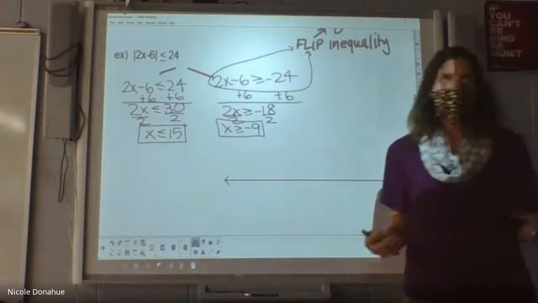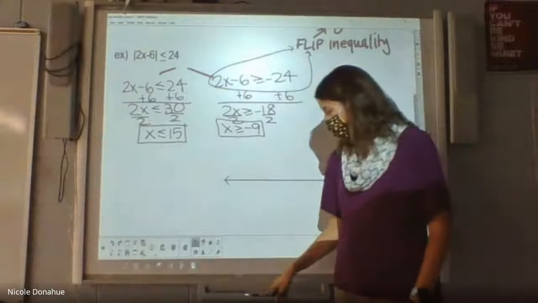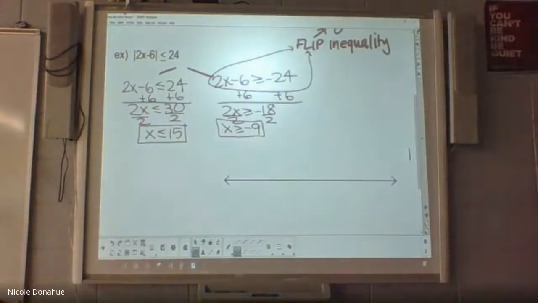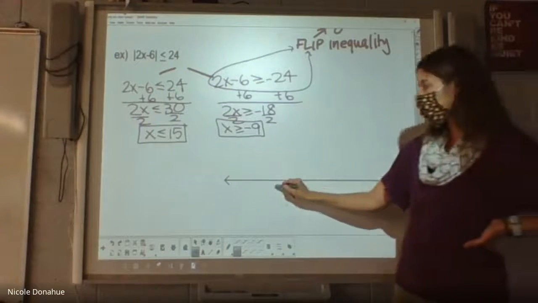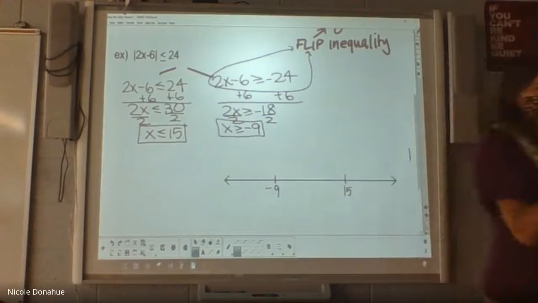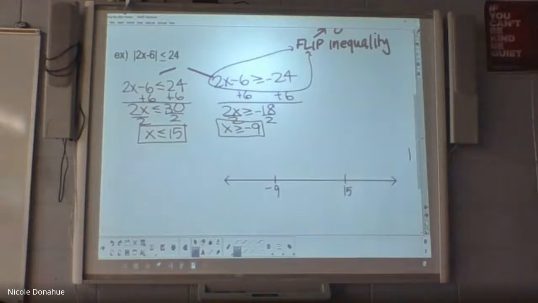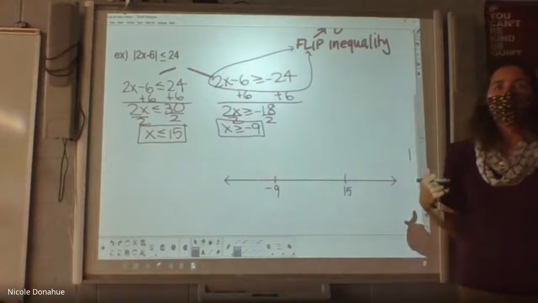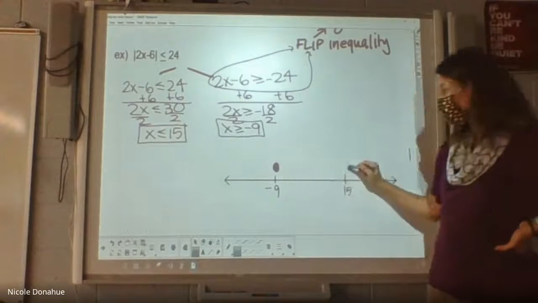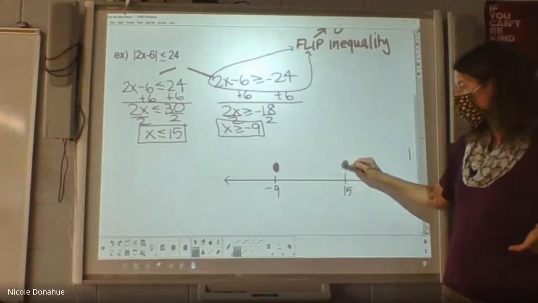What two numbers do I need to put on our number line? Yeah, -9 and 15. The smaller one goes over here, and 15 goes over here. I don't need to put all the little tick marks in between. I get the idea, as long as you're going smallest to largest. What kind of circles? Closed, because of the equal to.